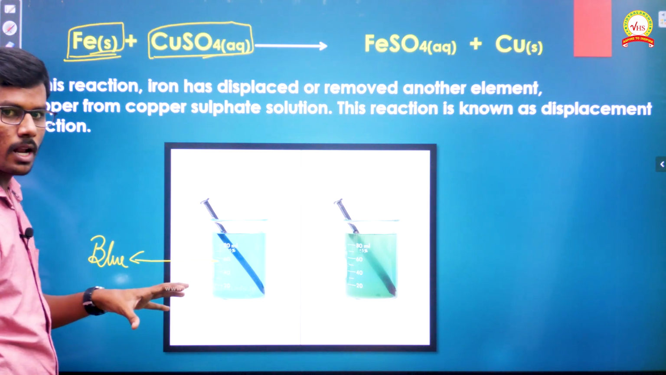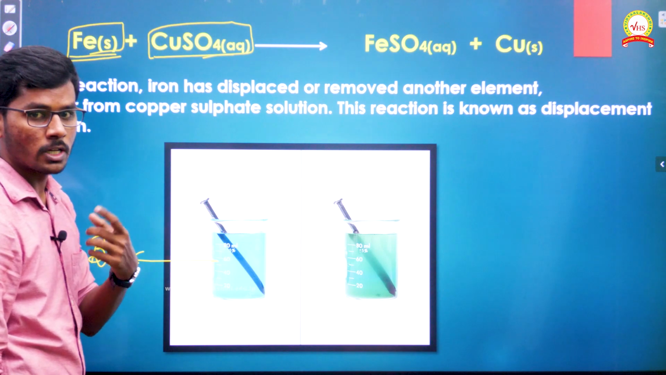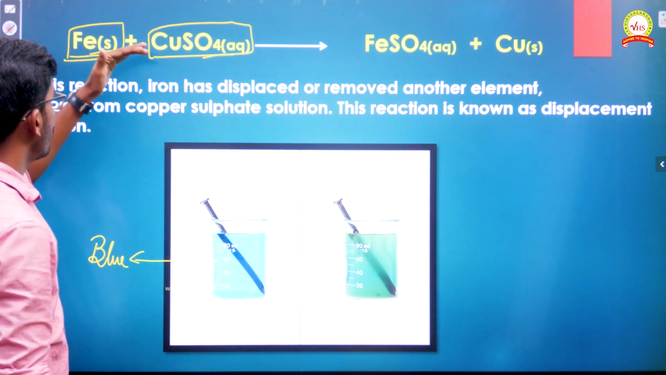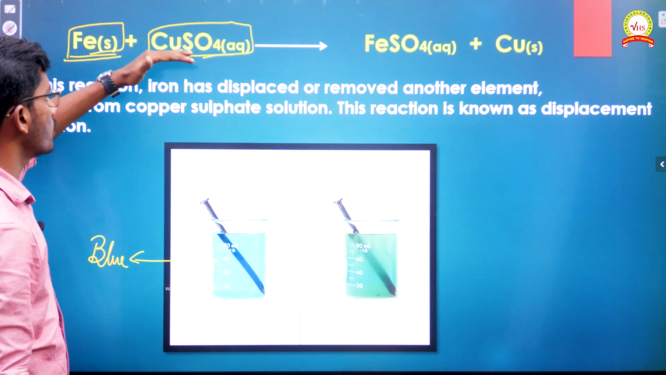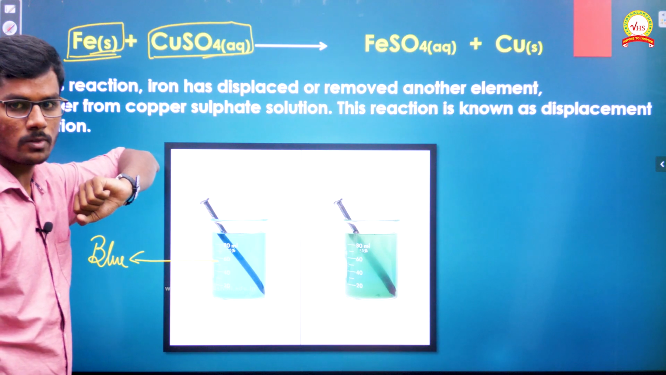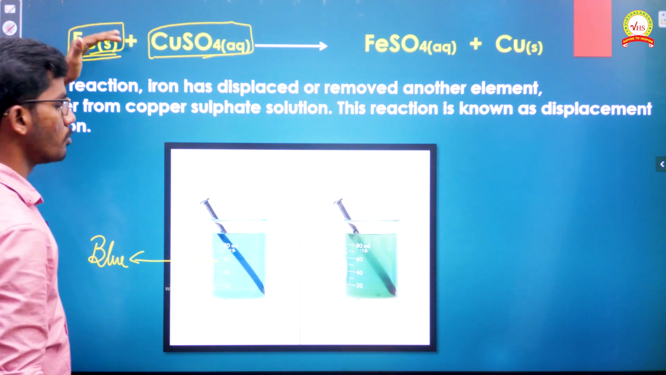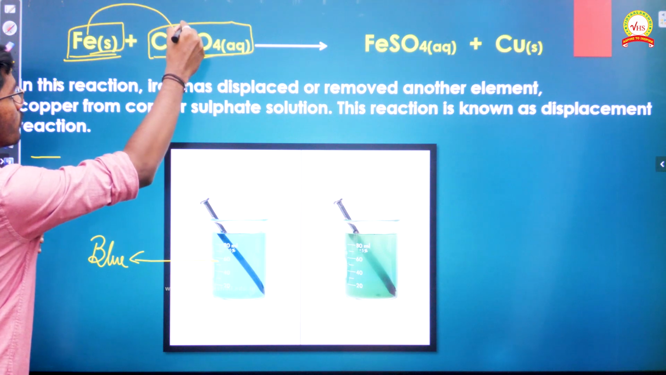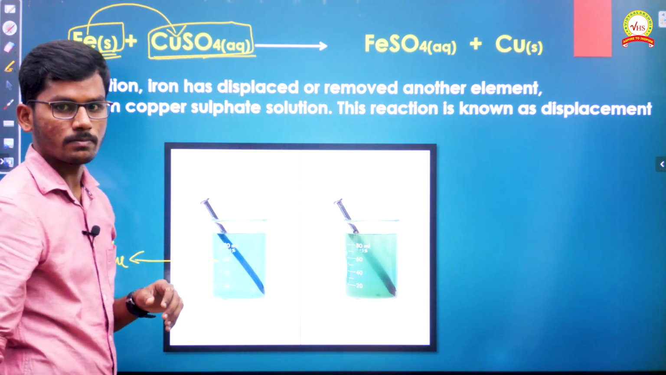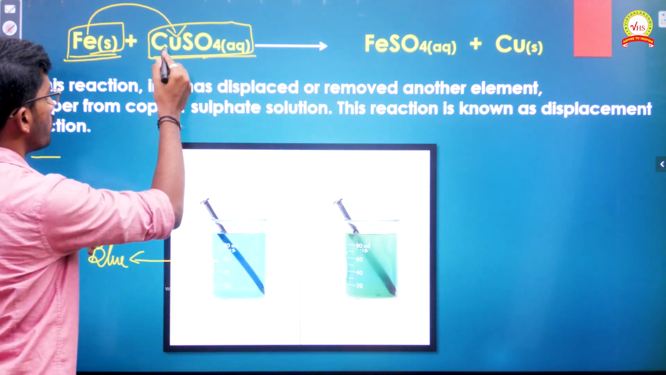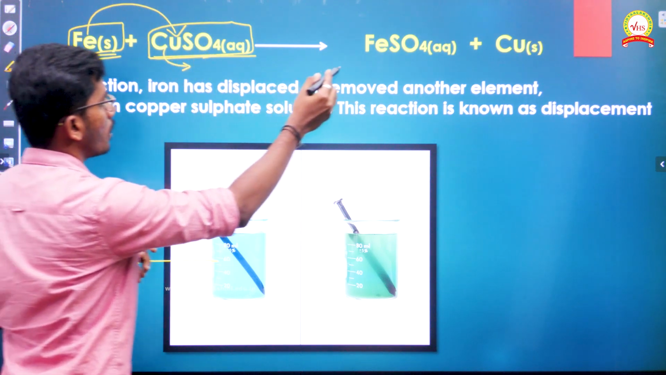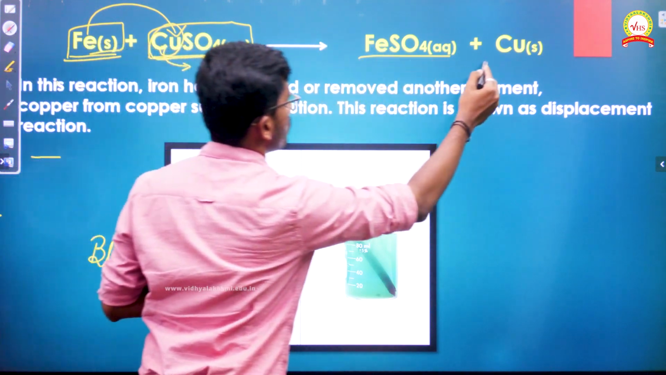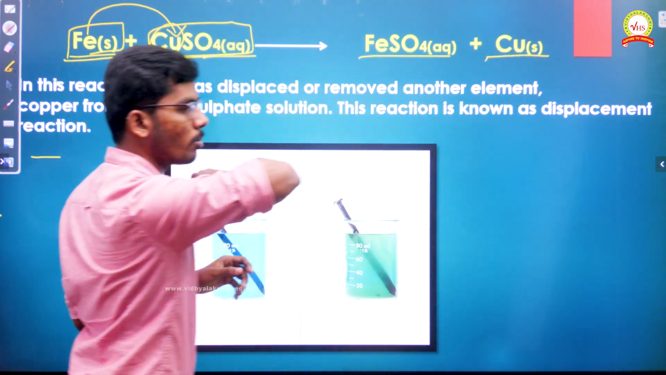So do you think the reaction will happen? Yes, we have to check the reactivity series. If you see the reactivity series, iron is above copper. So iron, since it is more reactive than copper, will tend to displace copper from copper sulfate solution. If it displaces copper from its position, iron will combine with sulfate and form iron sulfate, and copper, since it is sent out, will come in an independent state as copper atom.